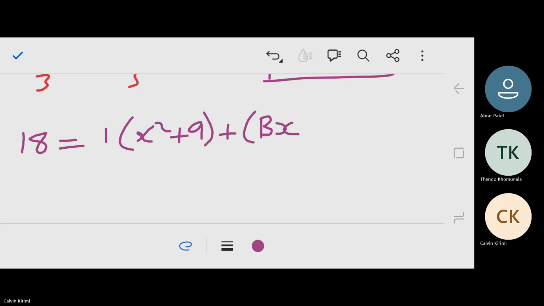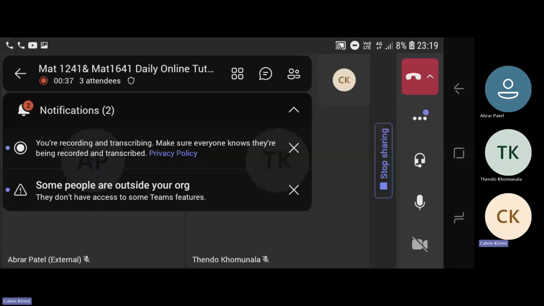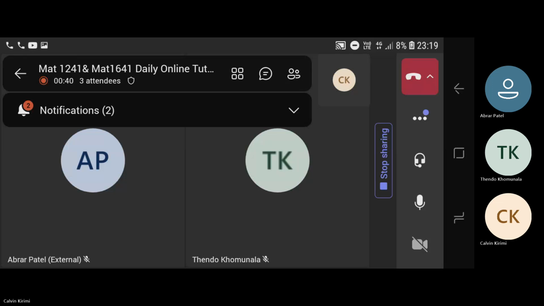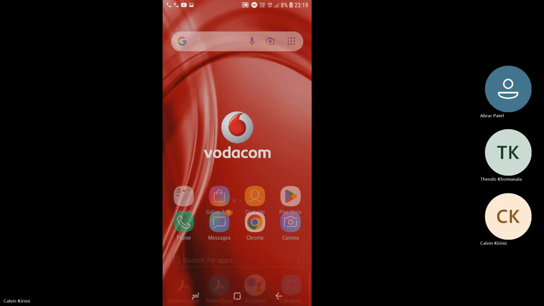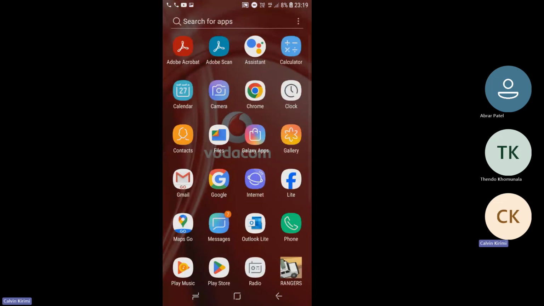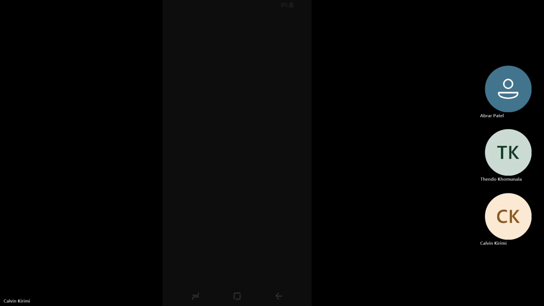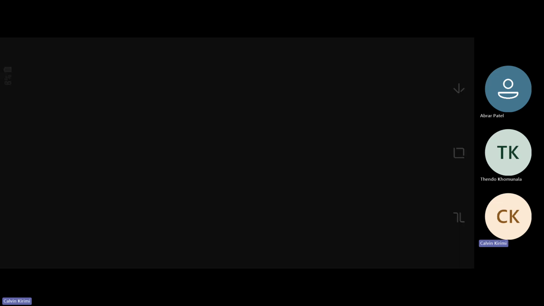Right. So if x is equal to 1, what is the value of b? I will share my screen. Let's start. x is equal to 1, what is the value of b? Screen is opening. Let's just be patient.